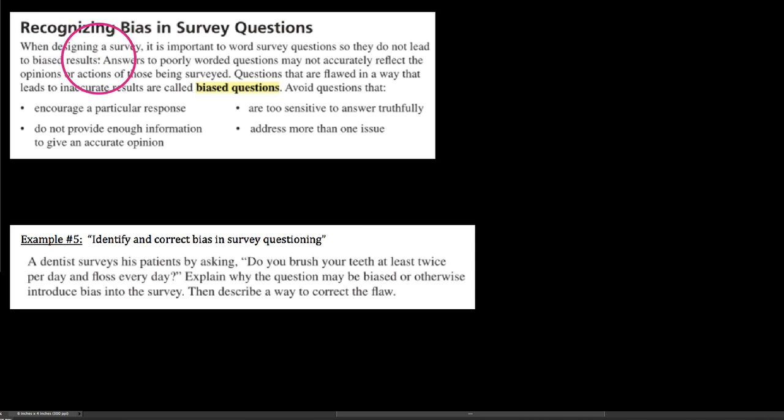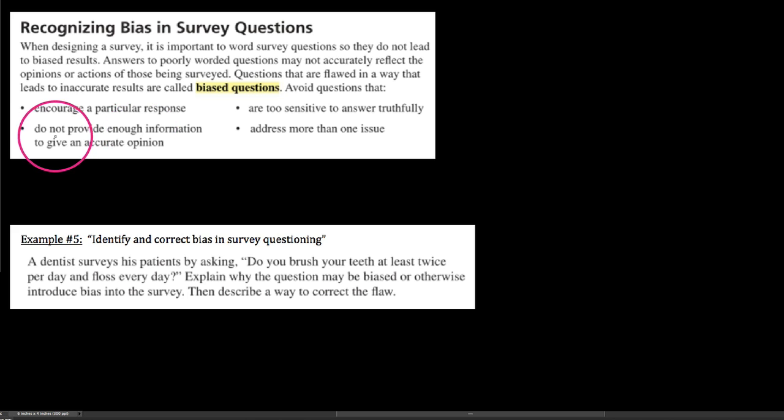It says when designing a survey, it's important to word survey questions so that they do not lead to biased results. So we say that answers to poorly worded questions may not accurately reflect the opinions or actions of those being surveyed, which would be bad because then we're going to make improper assumptions about our hypothesis or maybe an incorrect decision. So we'd say that questions that are flawed in a way that leads to inaccurate results are called biased questions. And so we want to avoid questions that these 4 bullet points describe.